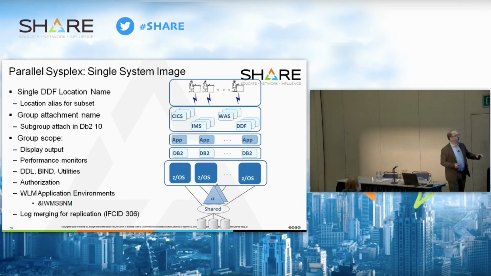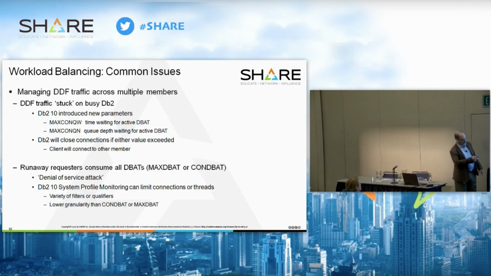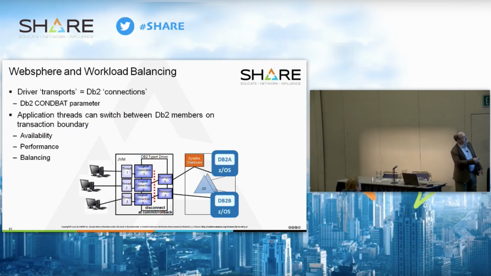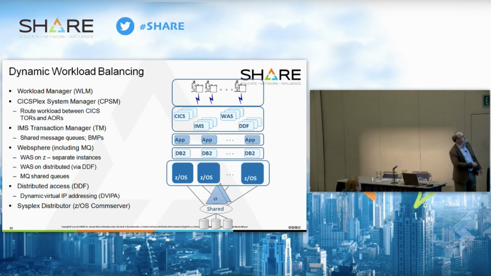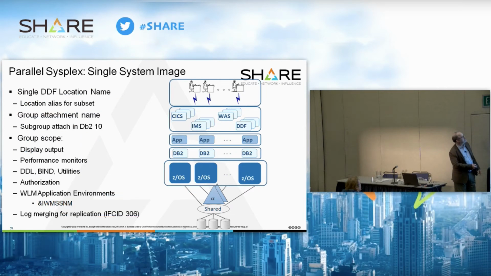Okay, so workload balancing, again, I have all of these resources here. The vast majority of them are available as a group, right? I've got a single DDF location. So someone out in the network here... There we go. I've got a single network name here, so anyone out here can get to any of my DB2s using a single location name. I can also use a location alias to subset them.